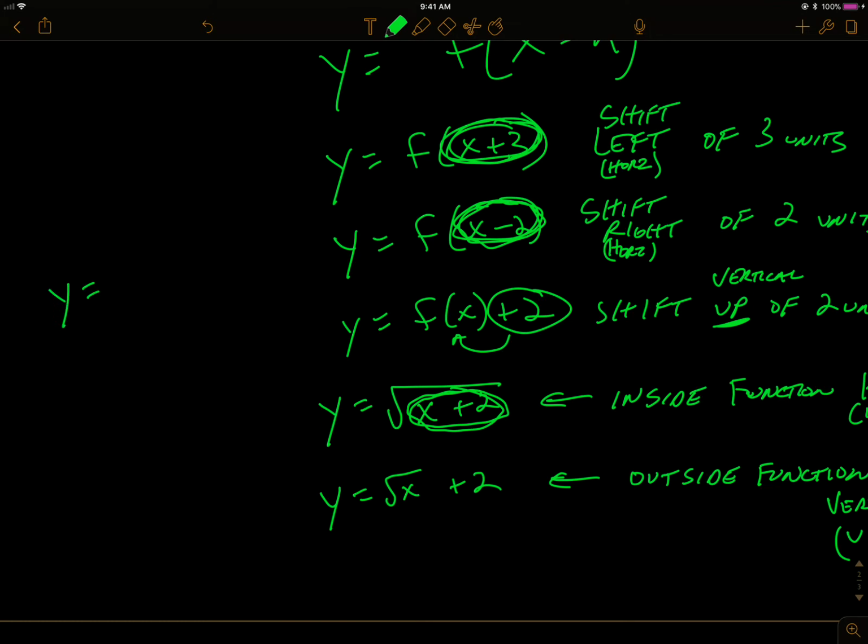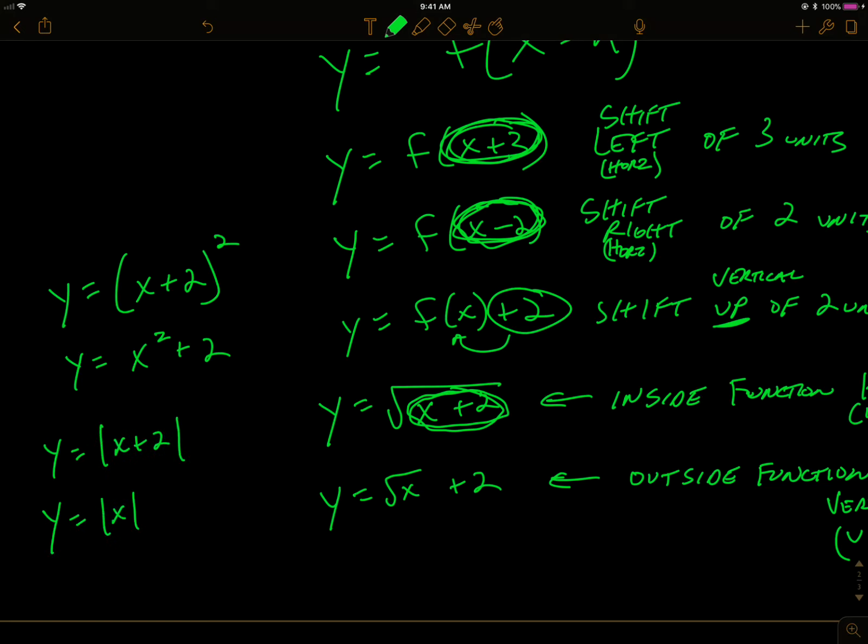Here are some other examples of other parent functions. Here is my square function. That plus 2 is considered inside the function. I wouldn't put parentheses if I put it outside. This plus 2 is considered outside the function. You have to know if it's inside, it's with the x, it's horizontal. If it's outside, it's with the y, it's vertical. Absolute value of x. That's inside the function. This is what it would look like outside the function.